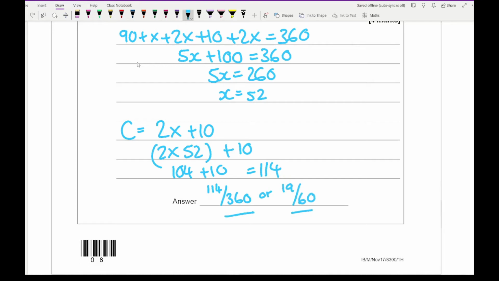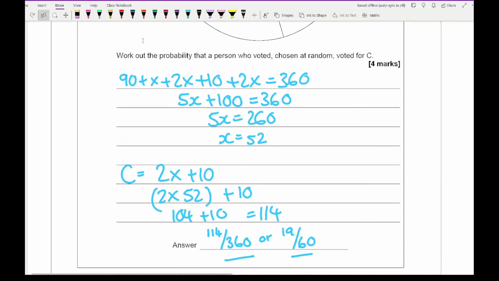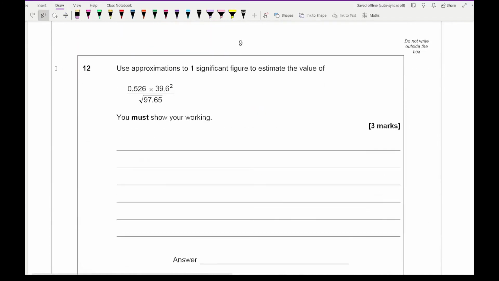So either of those two fractions would be fine for the 4 marks. Now I would say that you would get probably 2 marks for working out that x equals 52, 1 mark for 114, and 1 mark for your final answer. Then for question 12, it says use approximations to 1 sig fig to estimate the value of. So for this, for 3 marks, you'd gain a mark definitely for rounding all the numbers to 1 sig fig. So you should have something that looks like this.